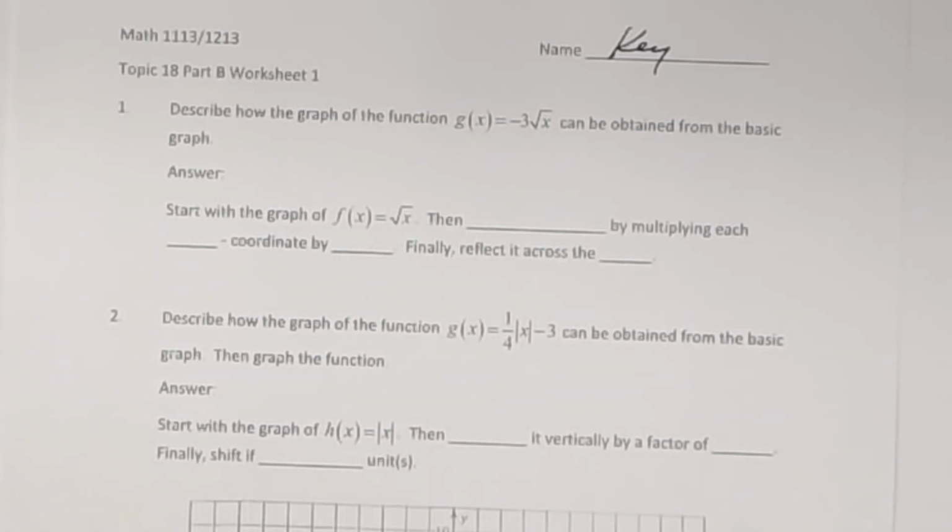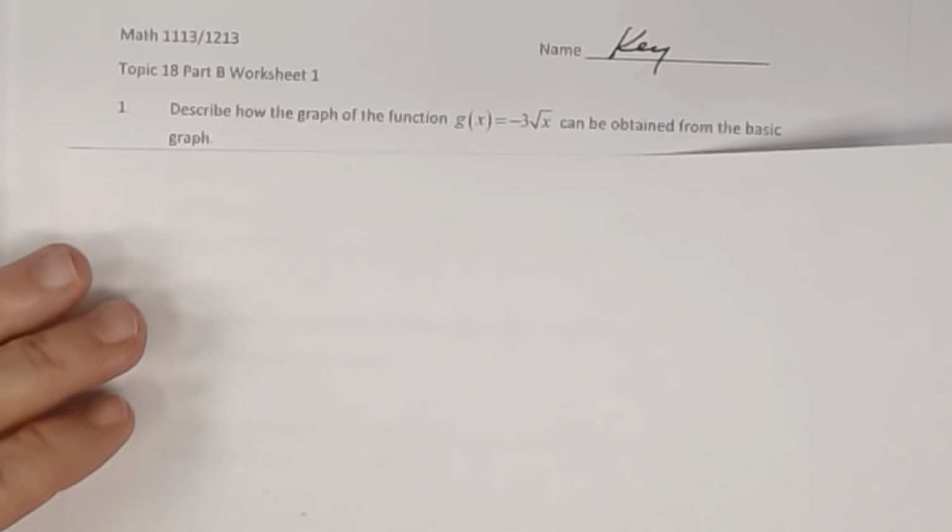Okay, so this is a key to Worksheet 1 dealing with topic 18, part B. And in particular in these problems, you're focusing more on the vertical stretch and shrink as well. So that's where that part B comes in. So part B has to do with that vertical stretch, vertical shrink. So that was the focus of part B. Okay, so let me go ahead and rewrite that function g of x here so we can talk about that.